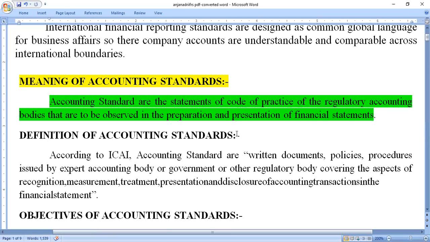And the fourth one is presentation. Presentation is nothing but how we are presenting in the books of accounts, whether we are presenting on the debit side of the profit and loss account or on the credit side, whether we are presenting on the asset side or the liability side of the balance sheet. This is very essential. And disclosure. Disclosure is also a major and the final aspect we keep in mind. Disclosure is nothing but how we are disclosing in front of the income tax authorities.